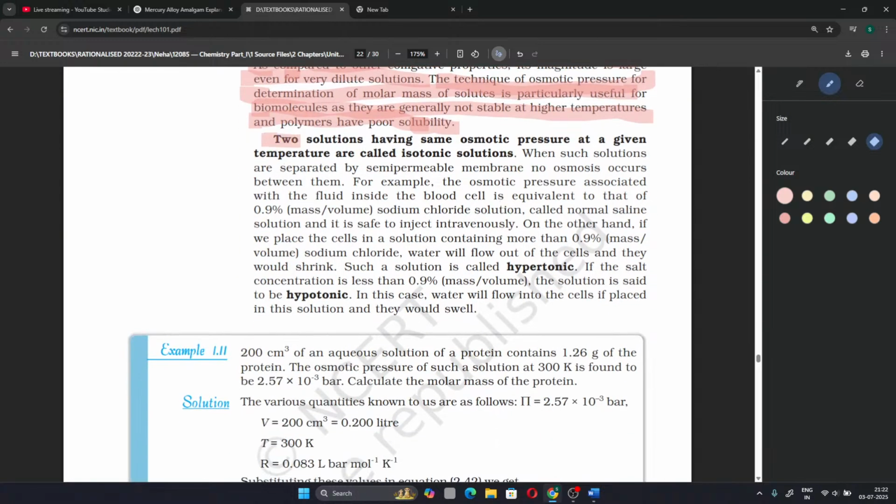Two solutions having the same osmotic pressure at a given temperature are called isotonic solutions. When such solutions are separated by a semi-permeable membrane, SPM, no osmosis occurs between them. For example, the osmotic pressure associated with the fluid inside the blood cell is equivalent to that of 0.9% mass by volume sodium chloride solution. This is called normal saline solution and it is safe to inject intravenously.